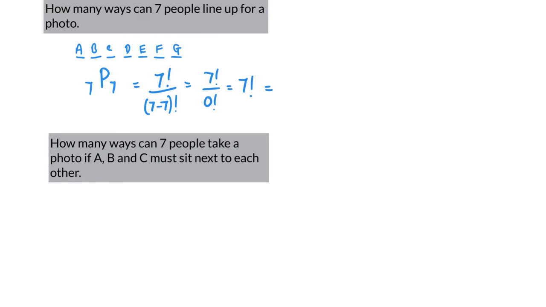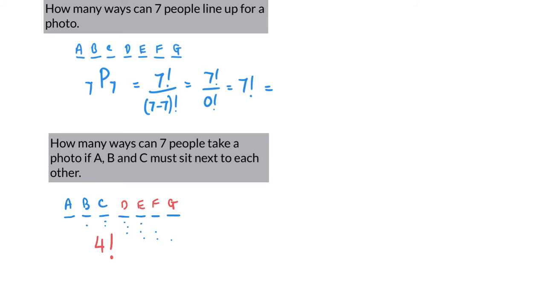5040. So how many ways can 7 people take a photo if A, B, and C must sit next to each other? So let's just do our 7 seats again. So A, B, and C must sit next to each other. That means we've got 1, D, E, F, and G can be rearranged in 4 factorial ways. Now A, B, and C can actually sit in these 3 seats. A could move along to this one, so you take these 3 seats, and then these 3 seats, and then these 3 seats, and then lastly those 3 seats.